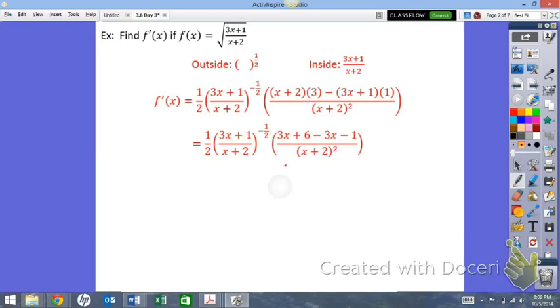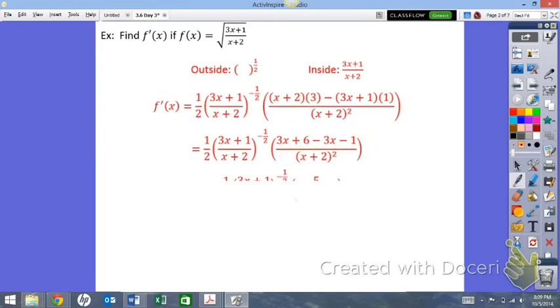So now this next step is the same as the previous example. I've distributed the 3 here, and then here I've distributed through the negative to get 3x plus 6 minus 3x minus 1 over (x plus 2) squared. Once you combine your like terms in that second set of parentheses, you then have 1/2 times (3x plus 1) over (x plus 2) to the negative 1/2, and that's just being multiplied by 5 over (x plus 2) squared.